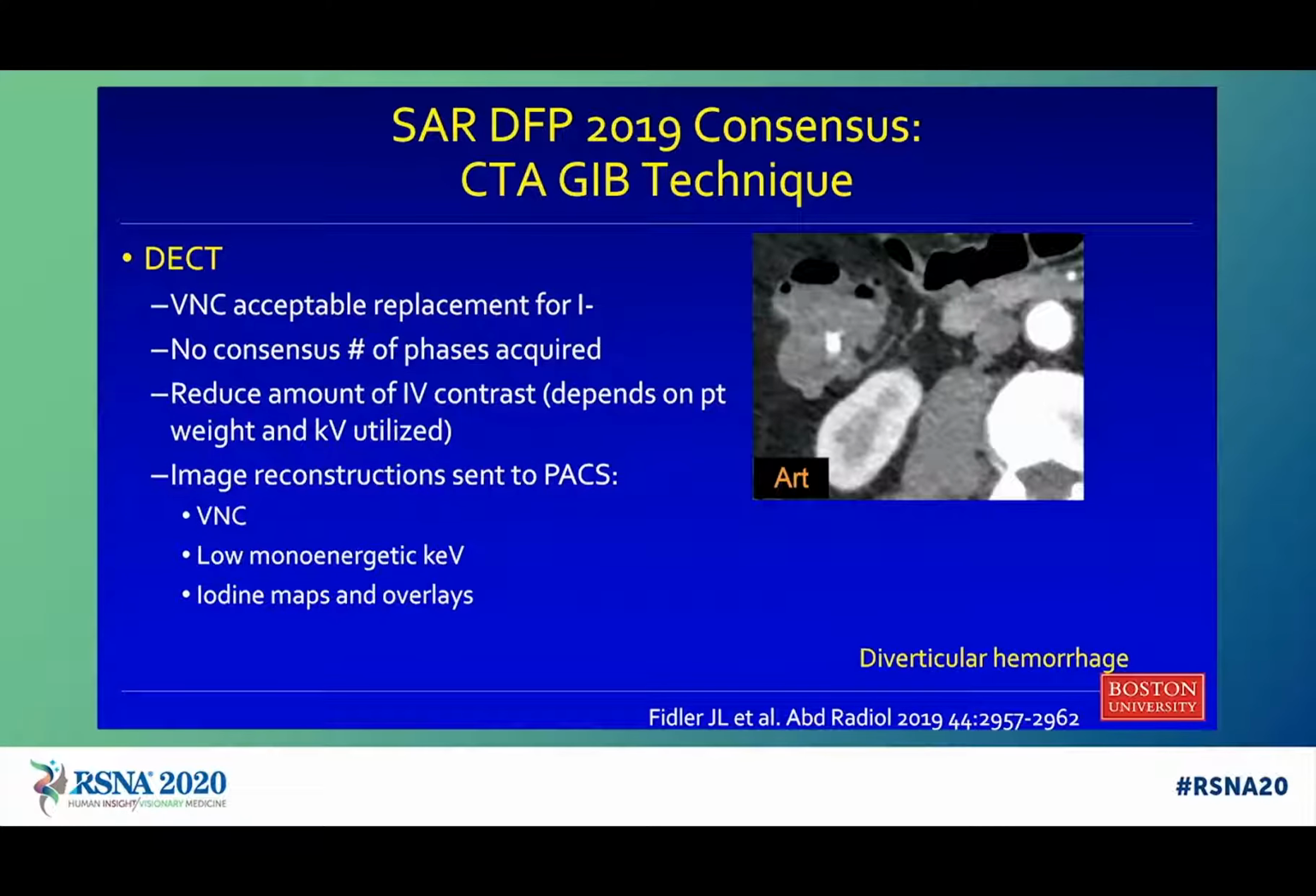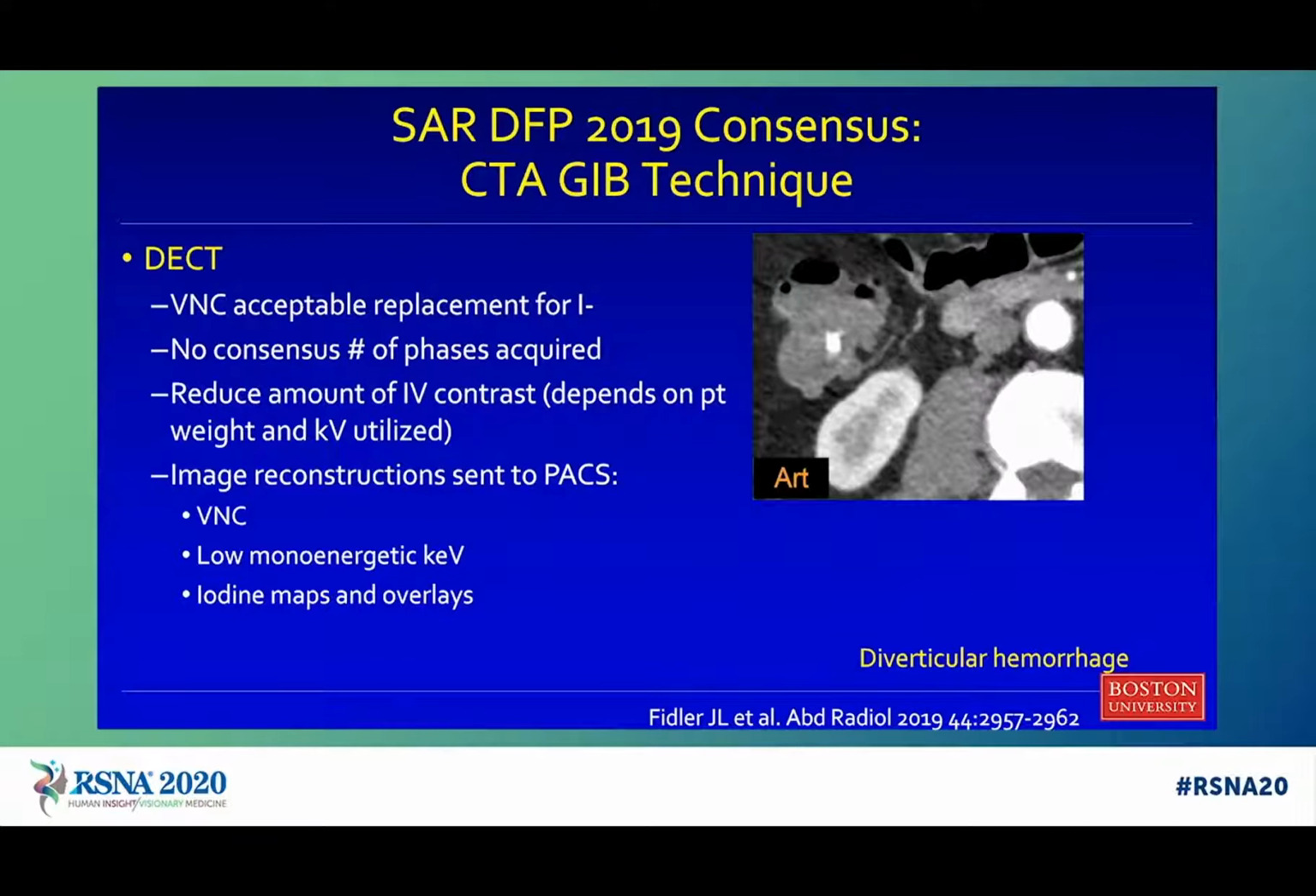Dual energy CT was also discussed in this recent paper. Virtual non-contrast images are acceptable as a replacement for a standard non-contrast sequence. There was no consensus, however, as to the number of phases acquired at dual energy. There was consensus that you can reduce the amount of IV contrast injected and that image reconstruction, specifically virtual non-contrast, low monoenergetic keV, and iodine maps and overlays should be sent to PACS for review.